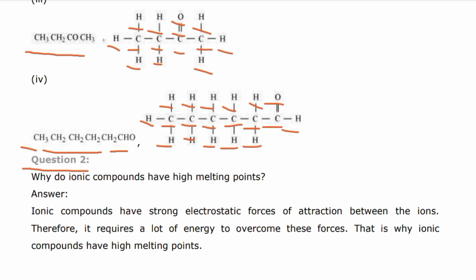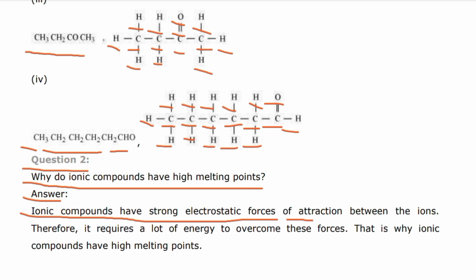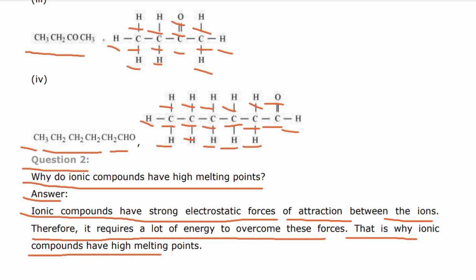Question 2. Why do ionic compounds have high melting points? Answer. Ionic compounds have strong electrostatic forces of attraction between the ions. Therefore, it requires a lot of energy to overcome these forces. That is why ionic compounds have high melting points.